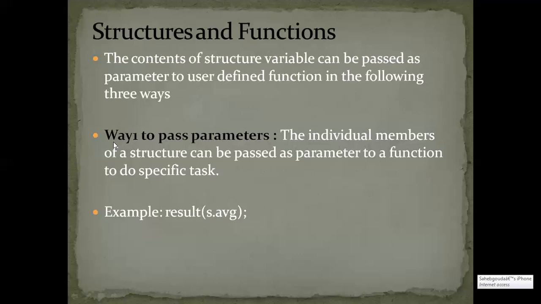So this is the first one, way one to pass a parameter. Here the individual members of a structure can be passed as a parameter to a function to do a specific task. So here we have the example: result s dot average. Here result is a user defined function that receives s dot average as parameter to display the student result as per average mark score. Understood this? This is way one to pass the parameter.